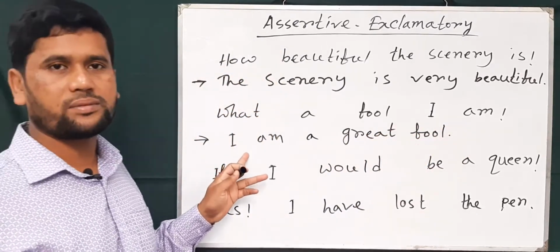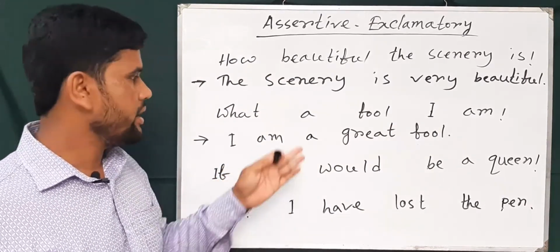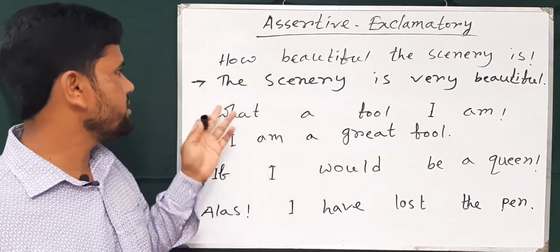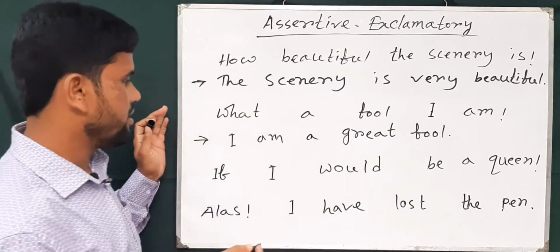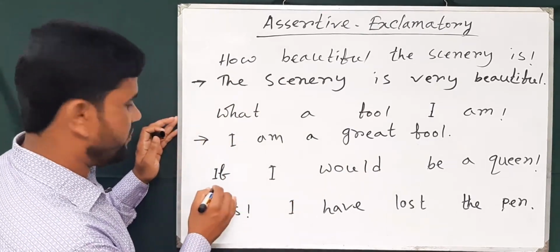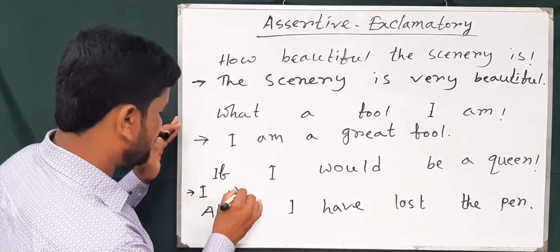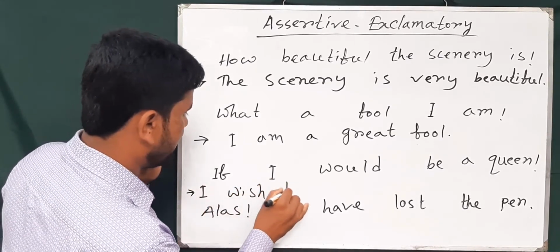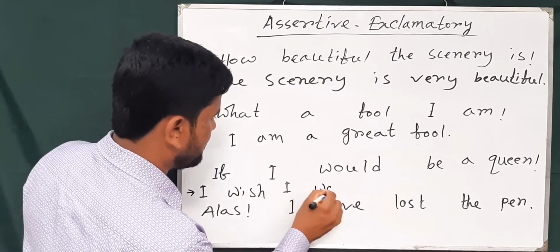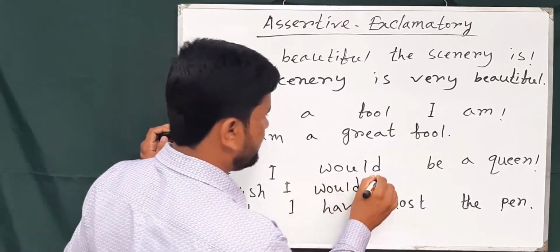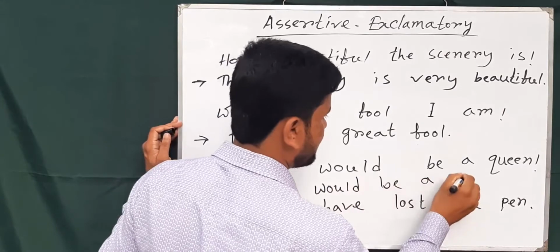So an assertive sentence starts with subject and verb, and we can use very or great instead of how or what. But when we find if, we can use subject plus wish and the next part. I would be a queen.